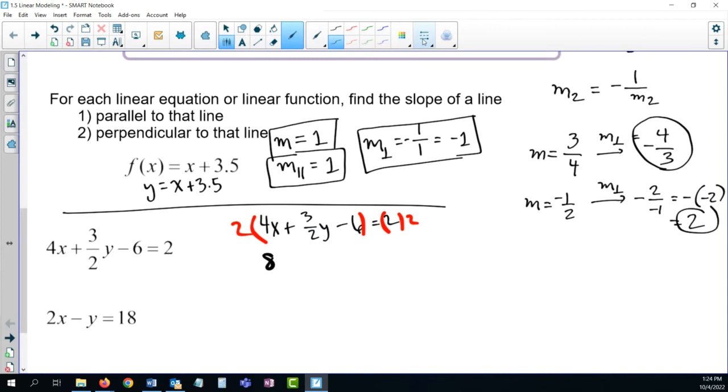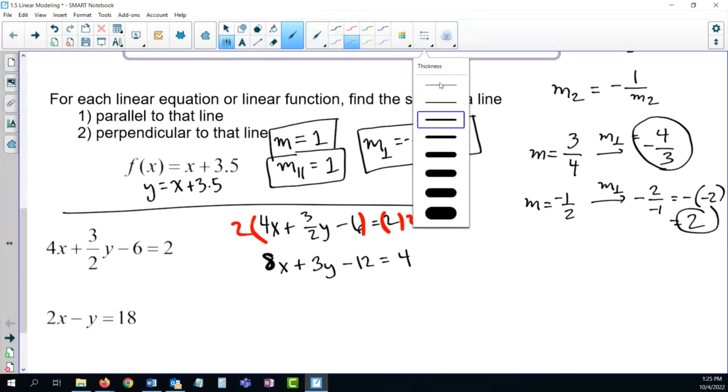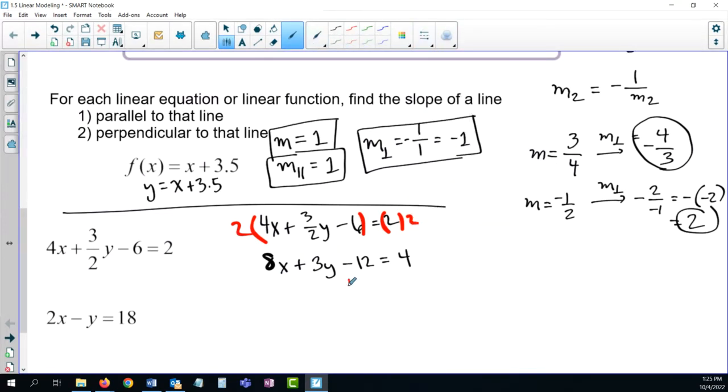2 times 4x is 8x. 3 halves y times 2 is 3y. Negative 6 times 2 is negative 12. And 2 times 2 is 4. Now solve for y. So everything with a y stays, everything without goes. So add 12 to both sides, and I've got 8x plus 3y is equal to 4 plus 12, which is 16. That's annoying.